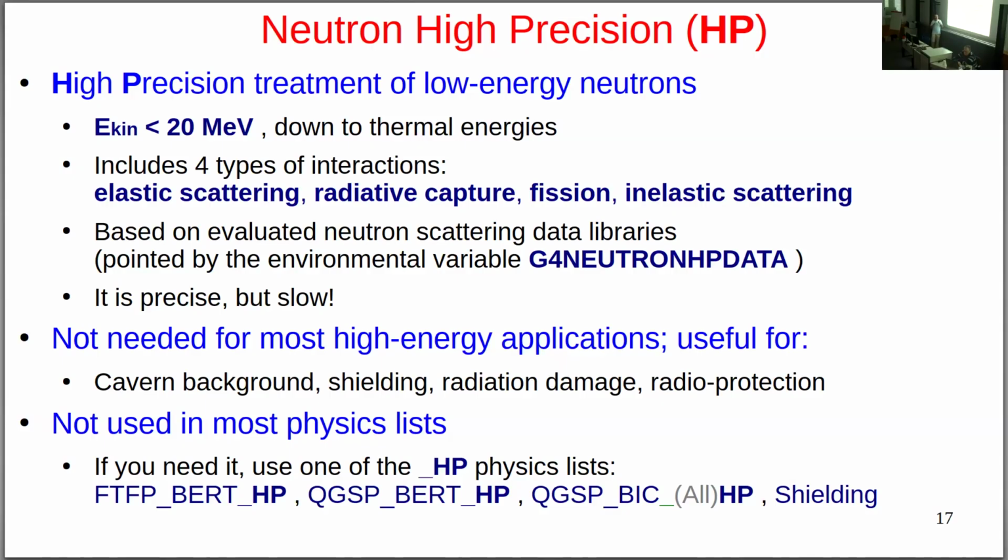There is an exception, of course, which is shielding. So you don't see HP appearing in the name Shielding, but the name should ring something, because it's one of the places where this neutron high precision treatment is very important. So in Shielding, although you don't see it from the name, this HP is used.